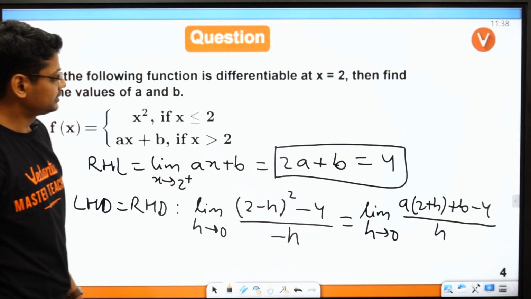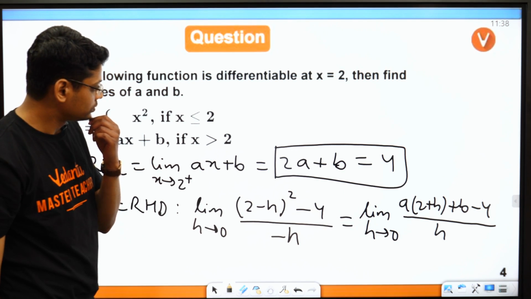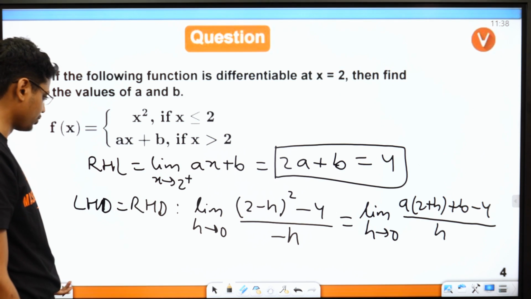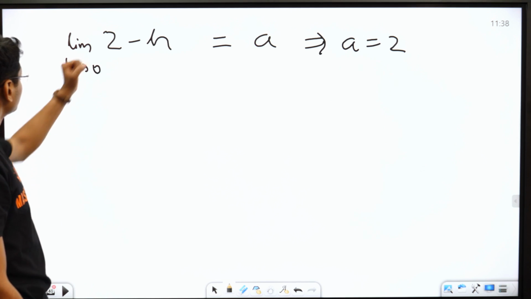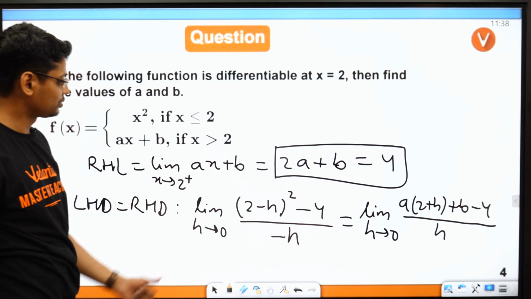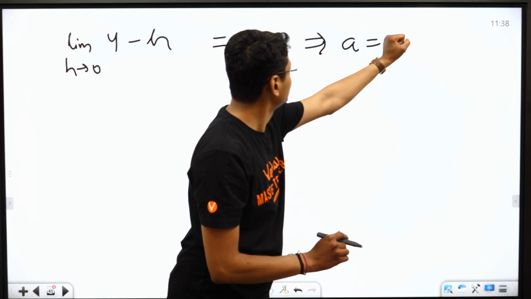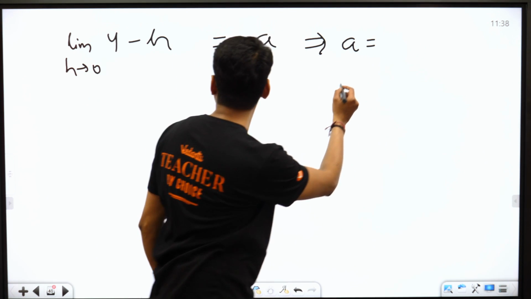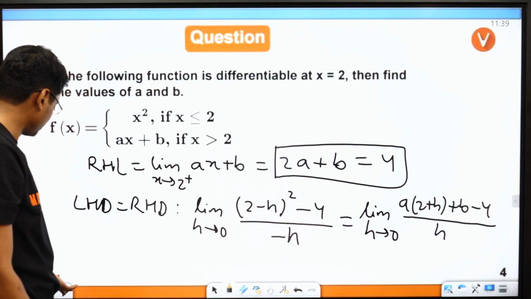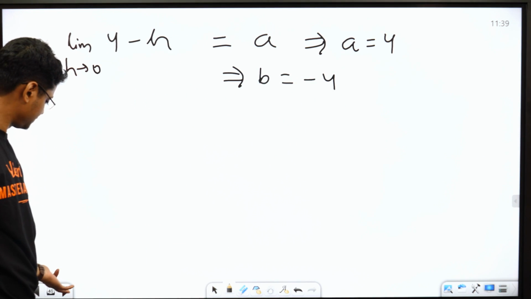Alright, and since a equal to 2, see here we get actually 4 minus 4h by minus h. So 4 it would become, and this is minus h. So a is basically 4. So since a is 4, we get b as minus 4. So that's it, b is minus 4.